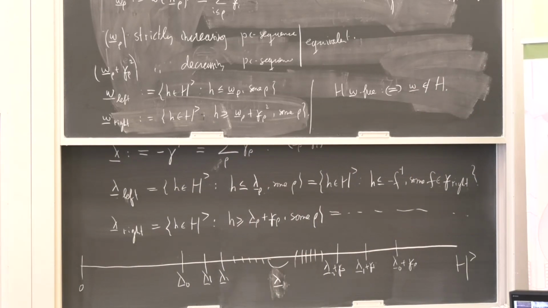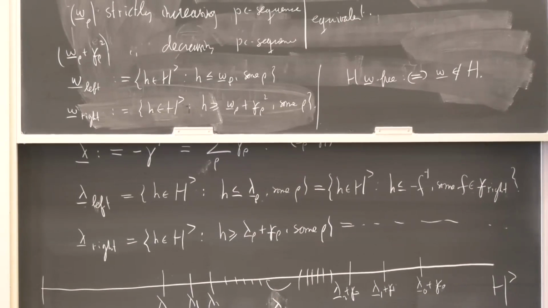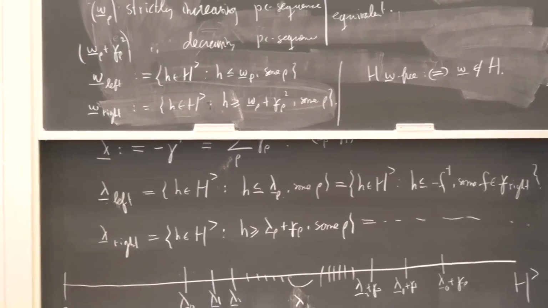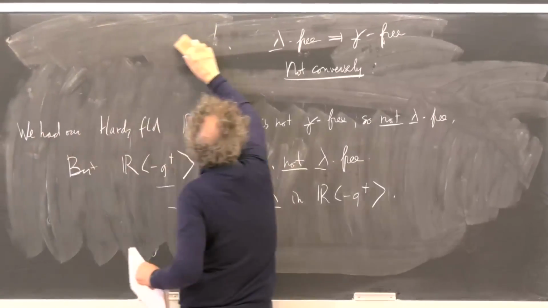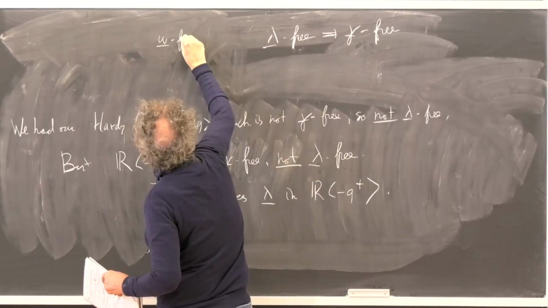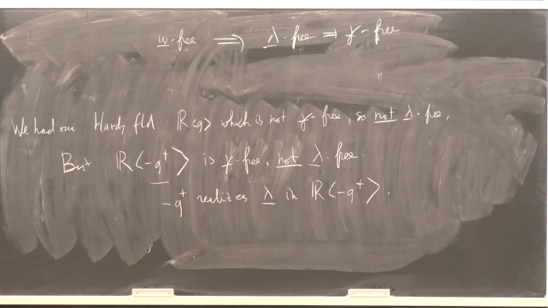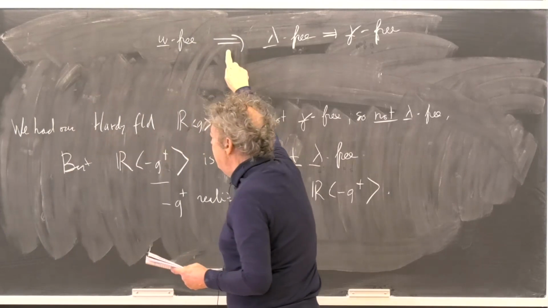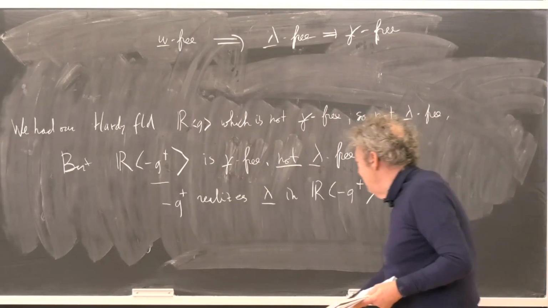And we have the implications. Omega free is stronger than lambda free. I can now add to this omega free, and again, this is in the setting of H fields as well. Omega free implies lambda free. And again, this implication cannot be reversed. And you can predict, I think now, what an example of that is.